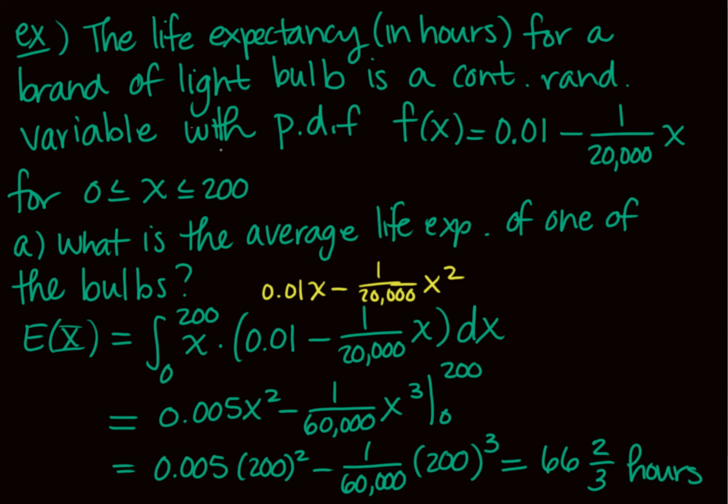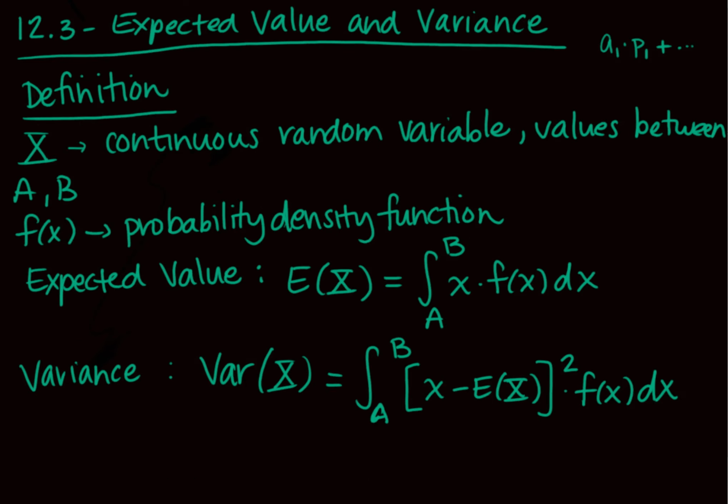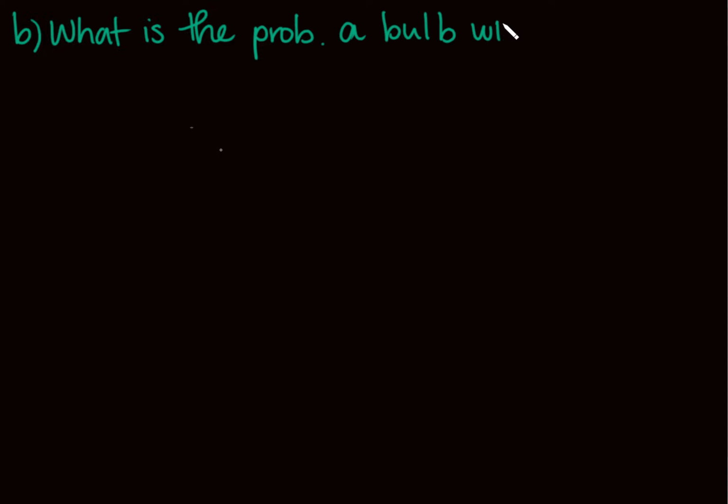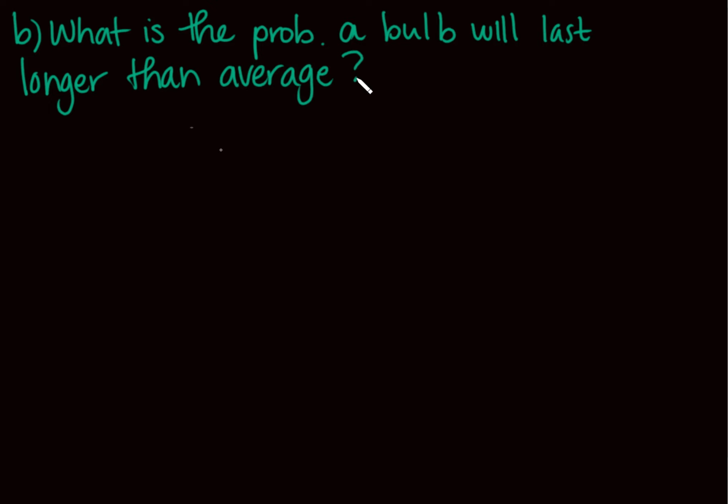So let's go on. I have one more part to this problem. So part B for this is, what is the probability now? Now we're getting to the question I had in my mind. What is the probability a bulb selected at random will last longer than average? So this is going to be, now I'm going to give you all these formulas on the test, but you're going to need to know when to use them. So we're asking for probability now.